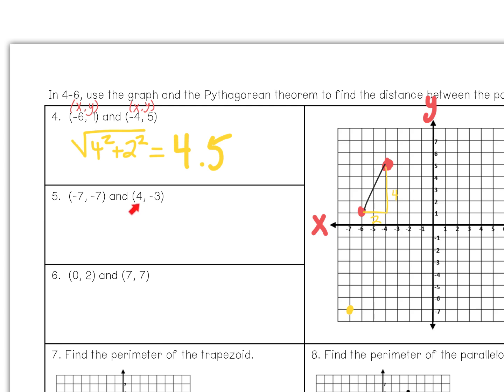And then the next one is 4, -3. So I've got to go over 4 on x. Remember, x is the across. So 4 and down to -3, which would be here. Nope. There we go. Okay, so over 4, down 3.